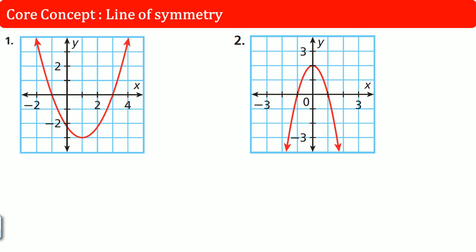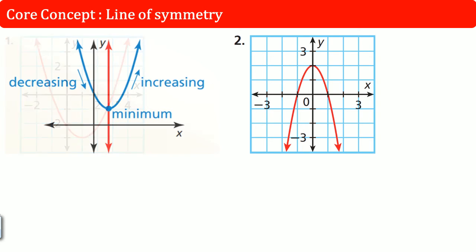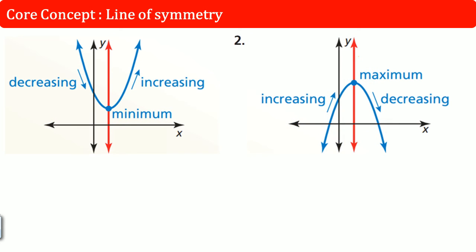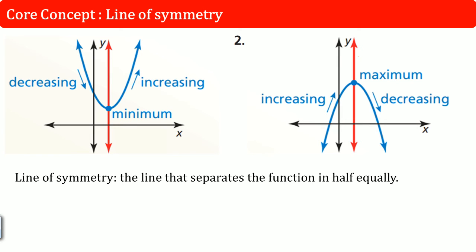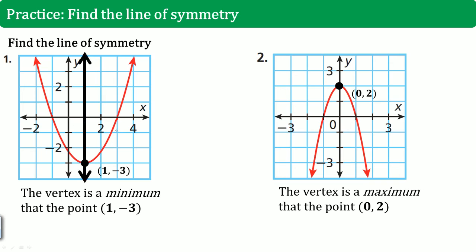Now, if we take a look, there's this red line that we have for both of them. That has a special name. That is called the line of symmetry. It is the equation that separates the function in half equally. So notice that the left-hand side and the right-hand side of either function are the same. So, if we take a look, the line of symmetry here cuts this right in the middle, and we write the line of symmetry is x = 1.